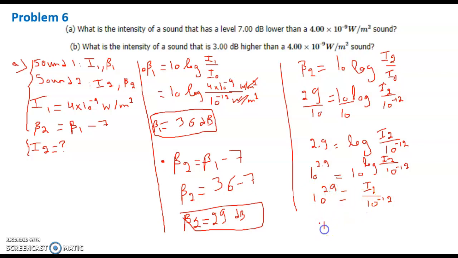So cross multiplication and using the calculator, you get that I2 is equal to 10 to the power 2.9 times 10 to the power minus 12. So this will be 7.9 times 10 power minus 10. So the intensity is 7.9 times 10 to the power minus 10 watt per meter squared.